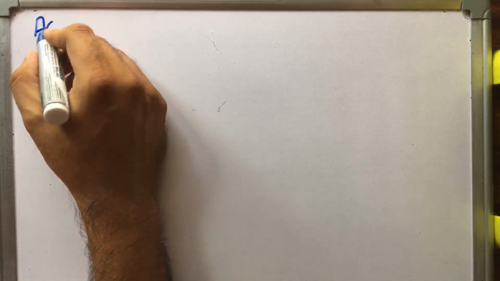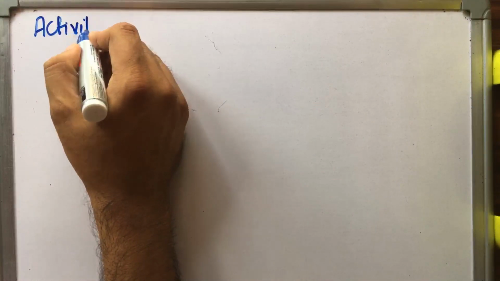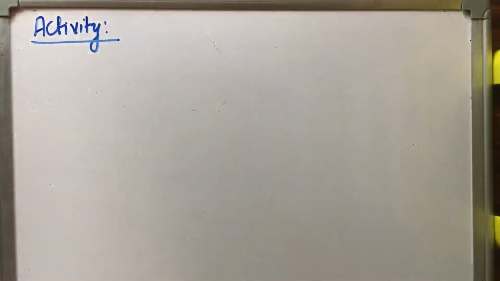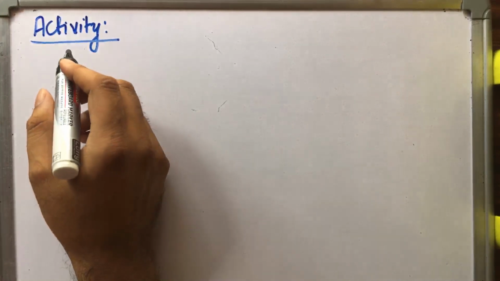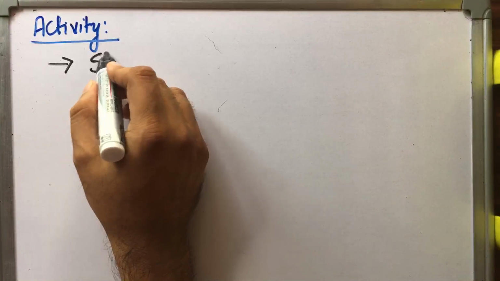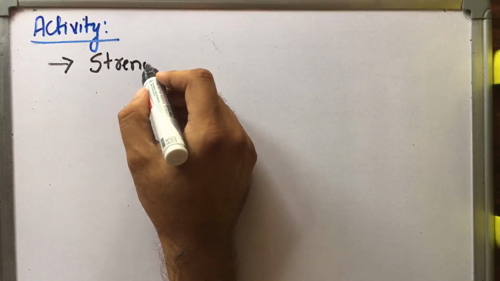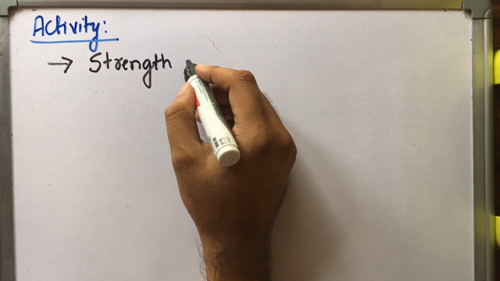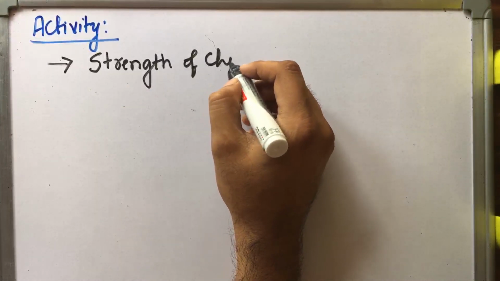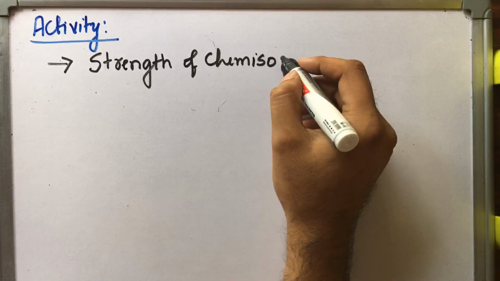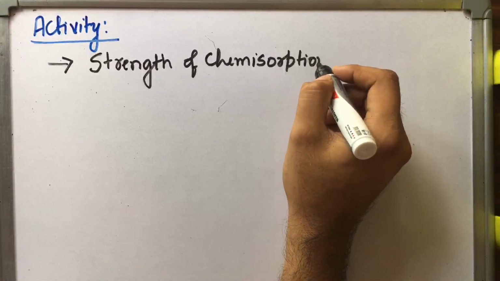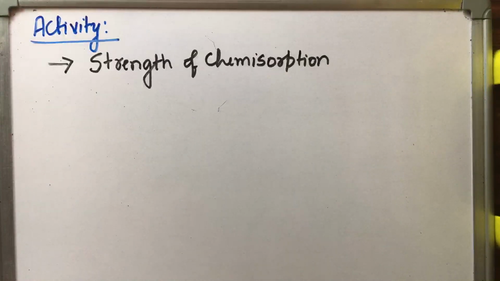There is a simple term called the activity of a catalyst. What do you mean by the activity of a catalyst? The efficiency of a catalyst. The activity of a catalyst depends, to a larger extent, on the strength of chemisorption.